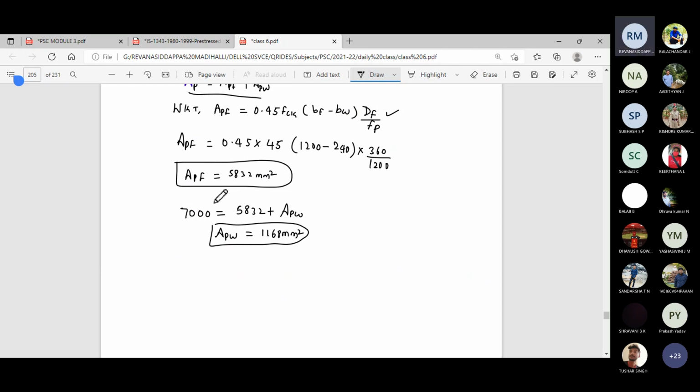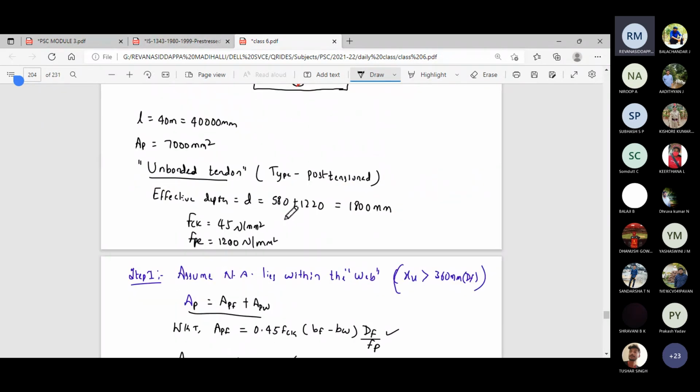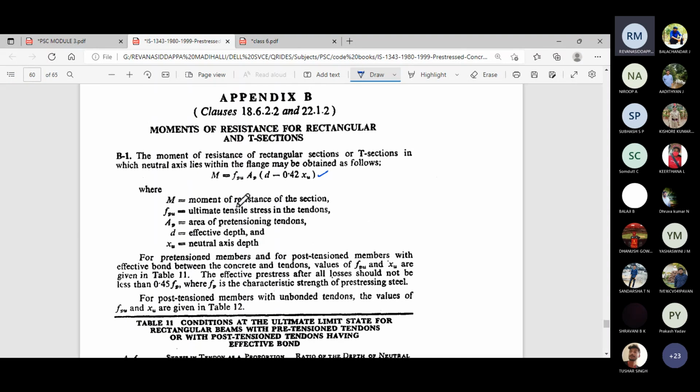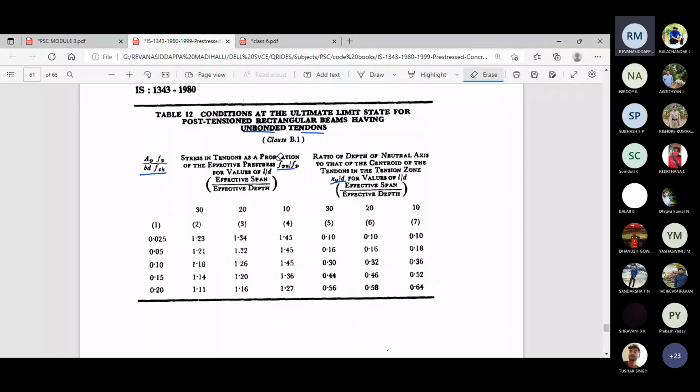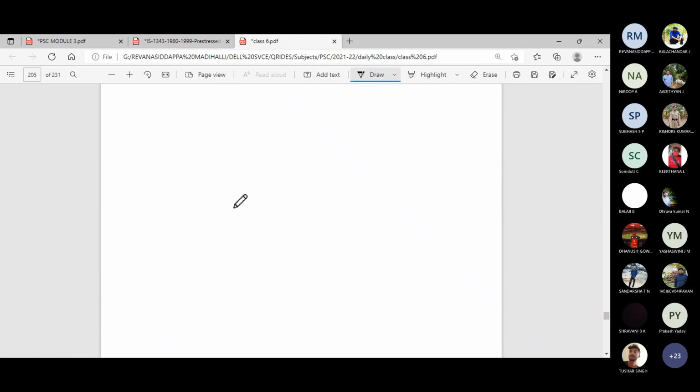Now, we assume the depth of neutral axis lies within the web and it is given as an unbonded tendon. Unbonded tendon means Table 12. You need to refer to Table number 12, and this table belongs to the post-tension case only. Here it is clearly written unbonded post-tension beam. Now we need to calculate the ratio APW FP divided by BW D FCK. Step 2.